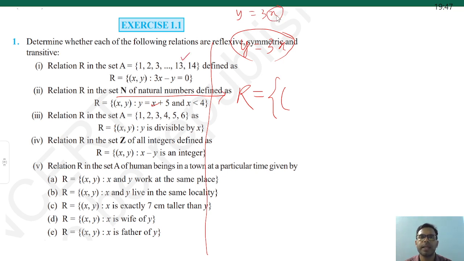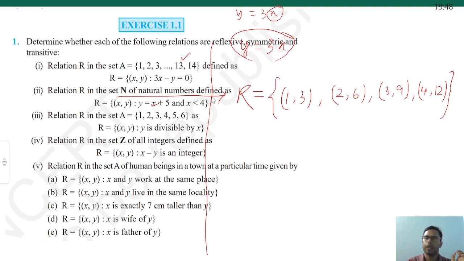So if I take x is equal to 1, then what is y? y is 3. I am writing manually, actually (1, 3). If I take x is equal to 2, then it will be 6. If I take x is equal to 3, then it will be 9. If I take x is equal to 4, then it will be 12. No more. I cannot write more elements because if I take x equal to 5, then the value of y will be 15, and 15 is not included in this set. So we cannot take that ordered pair.